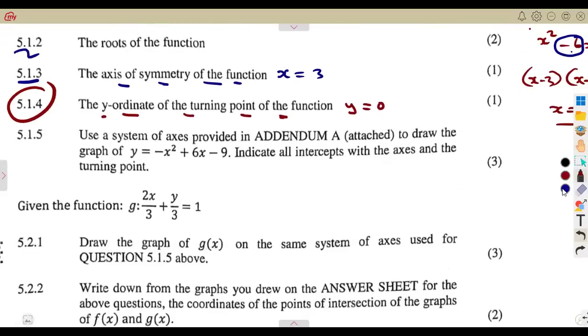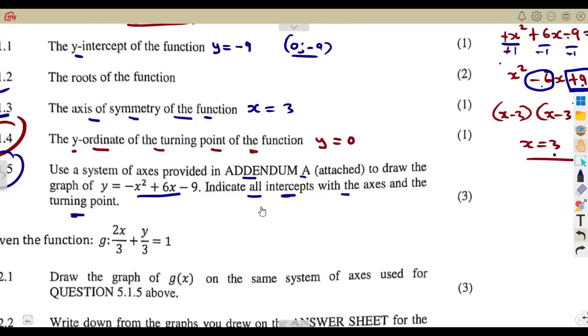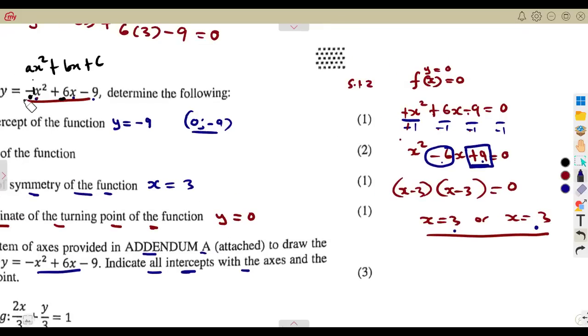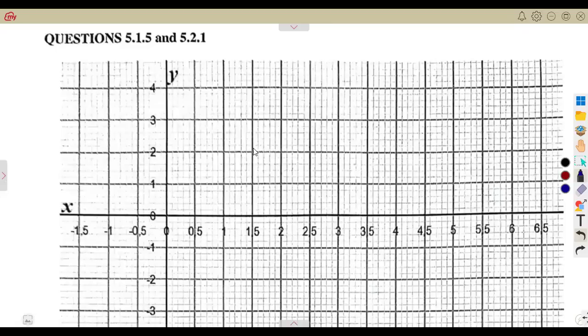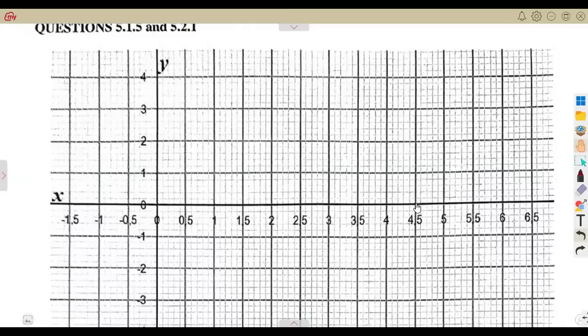Then 5.15, you're now given a system of axes provided in addendum A attached to draw this graph. Indicate all intercepts with the axes and the turning point. If we consider the shape first, the coefficient of x squared is negative, so it's going to be of this shape. The roots and everything we are given, so this is what we are having on our graph here.